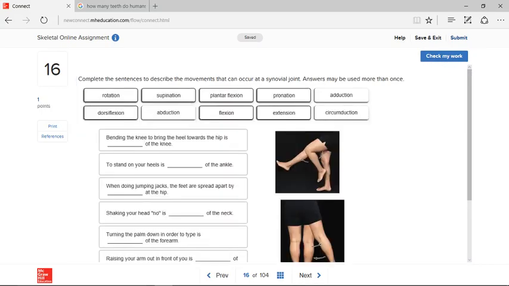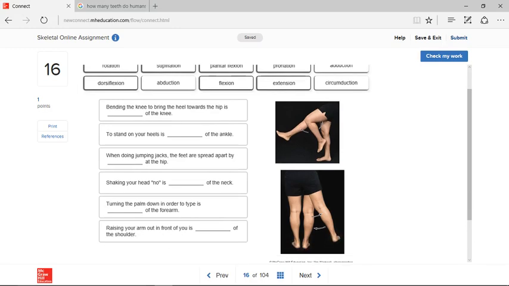So next question is, complete the sentences to describe the movements that occur at a synovial joint. Answers may be used more than once. Alright, so honestly, I'm not the best at these, so I'm going to need to flip to the page that has all these on. So let's just begin. The bending of the knee to bring the heel towards the hip is blank of the knee.